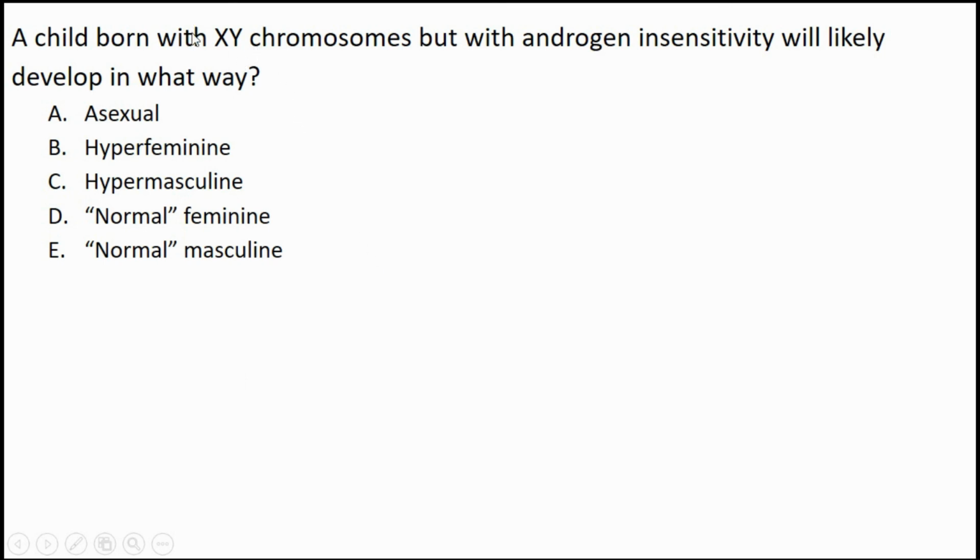So XY equals male. Male chromosomes. But androgen insensitivity means that no matter how much testosterone or DHT we pump out, they won't have any effect on the tissues. So this person will develop in what's called hyperfeminine ways, since there's nothing but estrogen affecting the tissues.